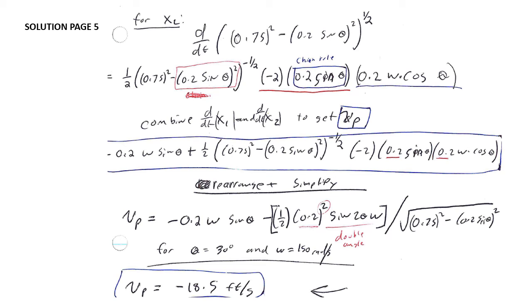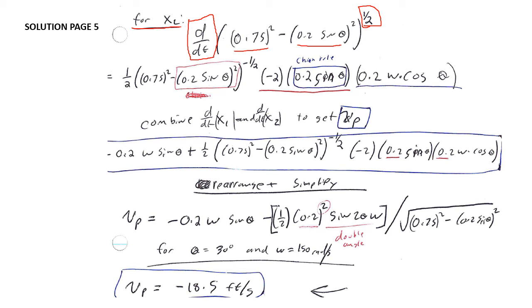So now we need to do the same thing for x2. We just took the derivative of x1, but now we need to take the first time derivative of x2 to get our velocity. So we take the first time derivative d over dt of our x2, which is 0.75 squared minus 0.2 times the sine of theta squared, all to the 1/2, the square root of this. So we can go through here and break it down a little bit. Let's rearrange this a little bit.